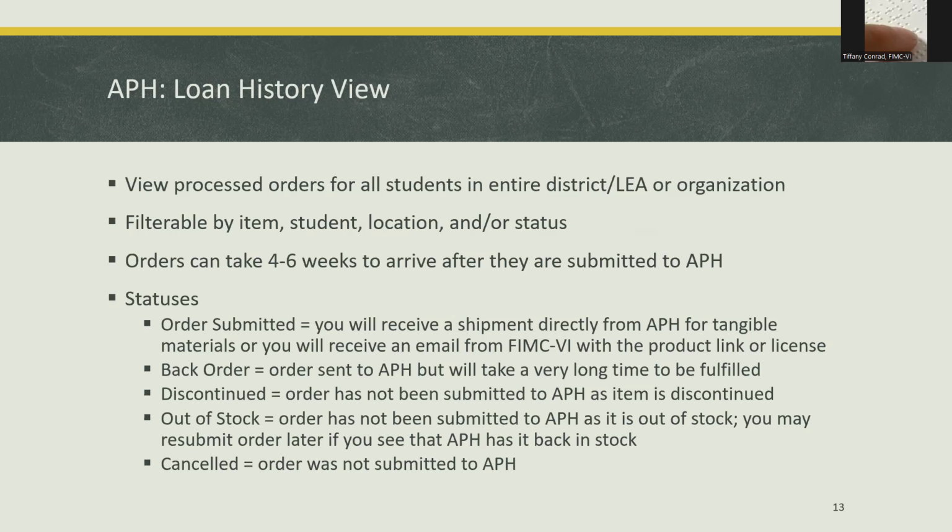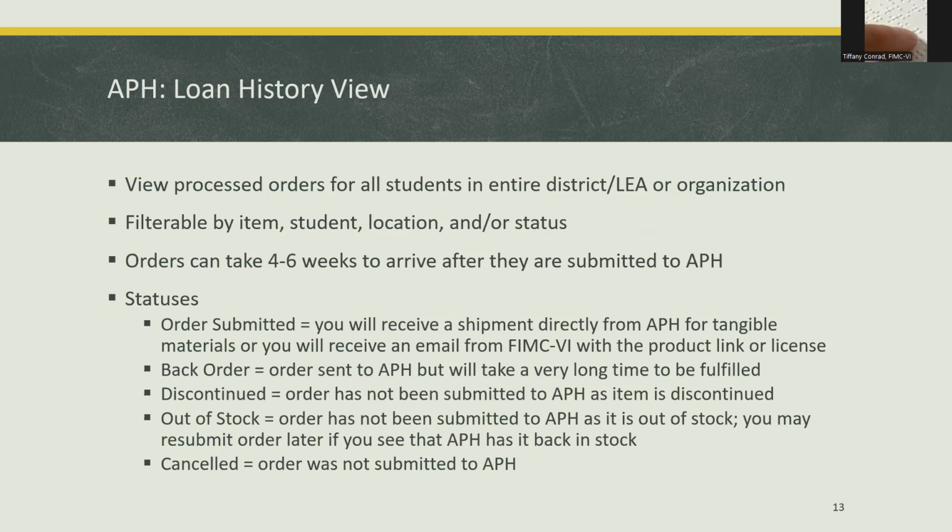The statuses that we have for APH orders, when you're looking at your loan history, you're going to see: orders submitted. So we sent it to APH, and then if it's a physical item, you're going to receive a shipment directly from APH. If it's a product link or a license, software, things like that, you are going to receive an email from Colleen here at FIMC with the information for that.